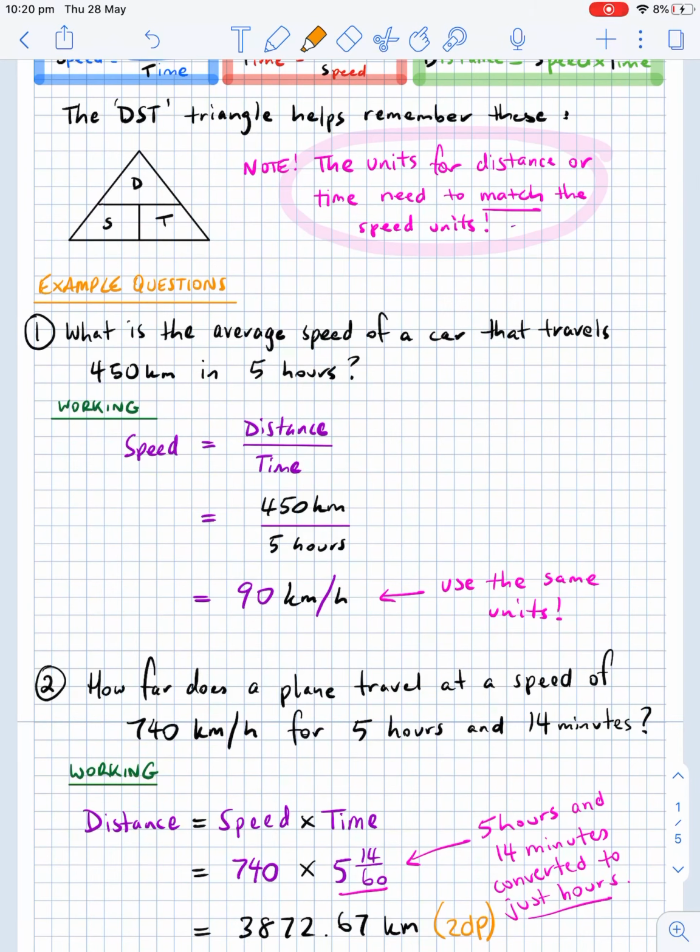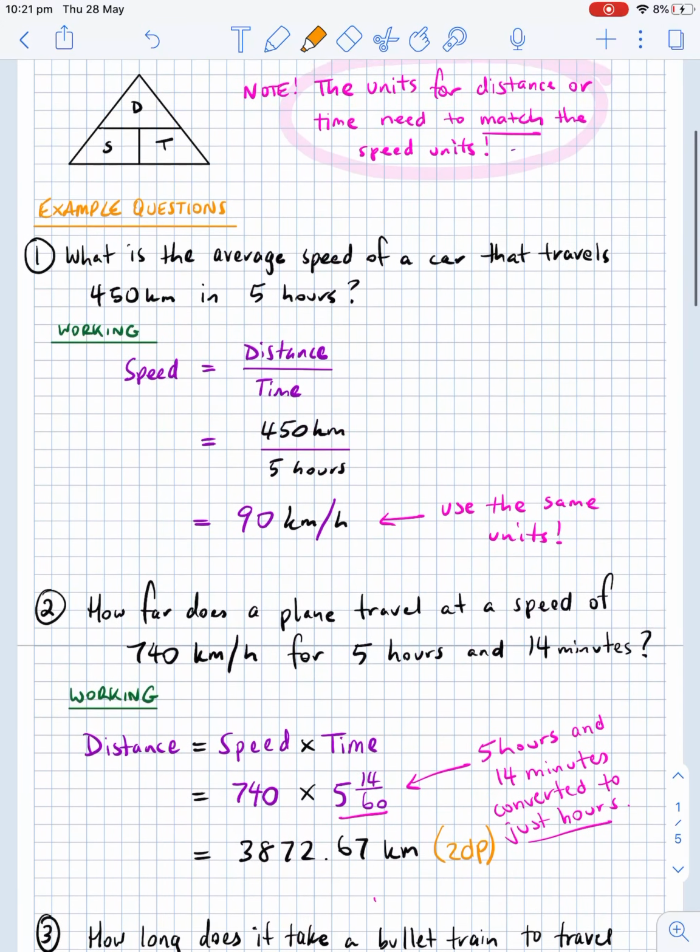Let's do an example to demonstrate this. What is the average speed of a car that travels 450 kilometers in 5 hours? The distance is 450 kilometers and your time is 5 hours. So you're going to do 450 divided by 5, which gets you 90. But it's really important to understand what units you're going to use for speed. You have to make sure your speed units match: kilometers and kilometers, and hours and hours. They have to match, otherwise it won't work. So that's your final answer, 90 kilometers per hour.